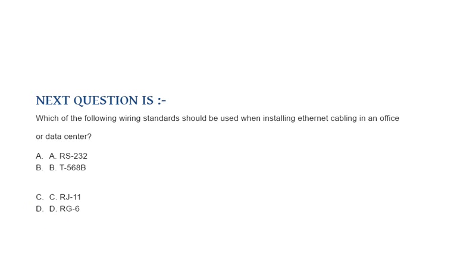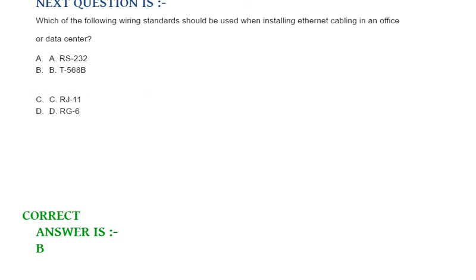Next question is, which of the following wiring standards should be used when installing Ethernet cabling in an office or data center? Option A. RS-232. Option B. T568B. Option C. RJ11. Option D. RG6. Correct answer is option B.